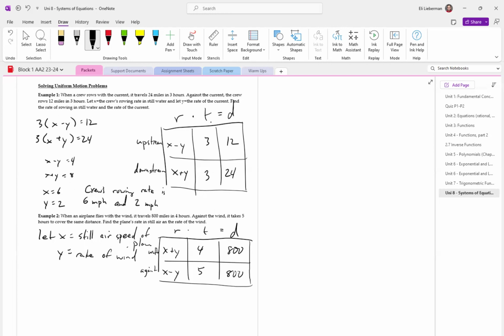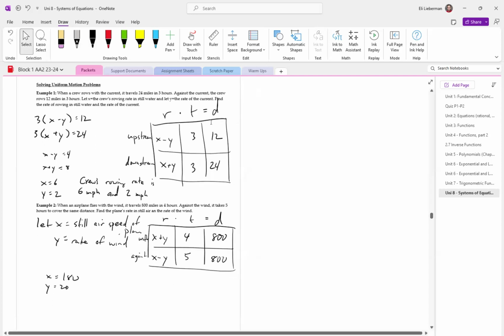Can you cut to the chase and just tell us what you got? Yeah, and then for Y, I got 20 miles an hour, for X, 180. 180. Yeah. Okay. Any questions? You wrote that as a sentence answer saying the plane's rate in still air is 180 and the rate of the wind current is 20. Any questions? All right, let's move on. Thank you, Mia.